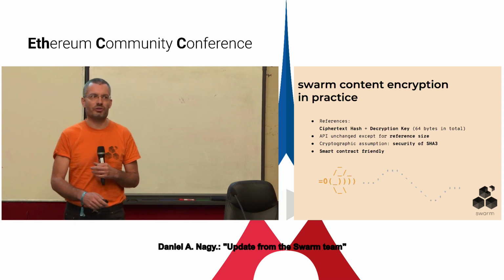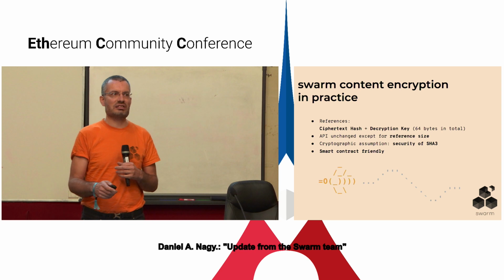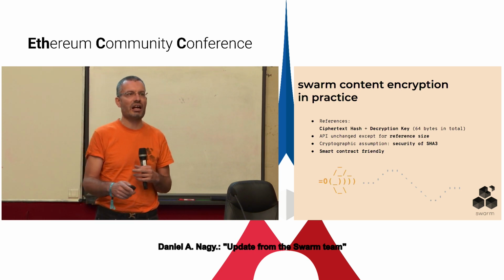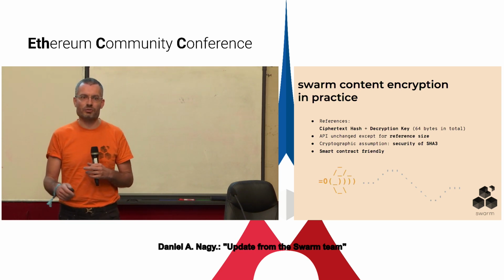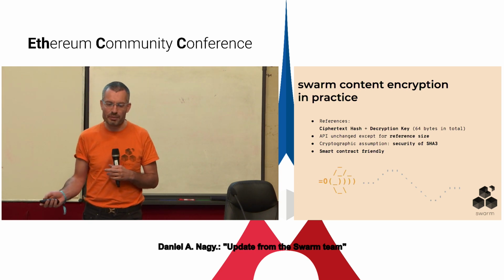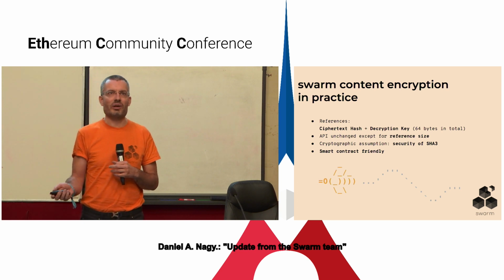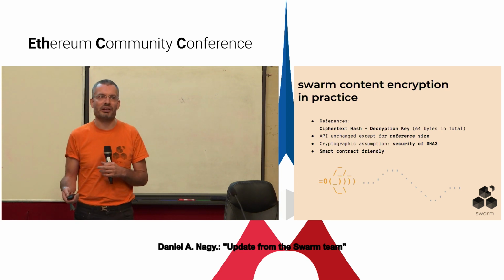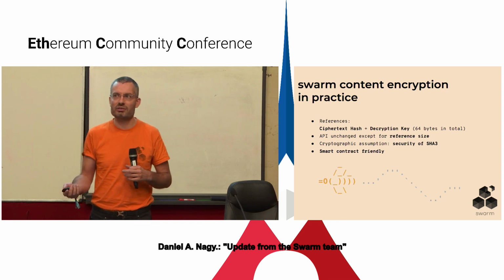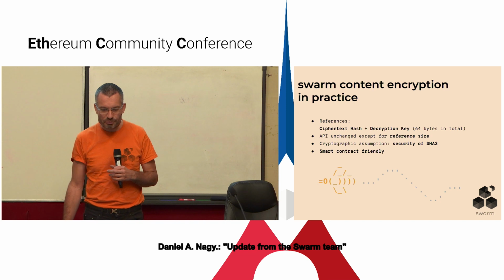The API is exactly the same as for the unencrypted content, with the sole exception that the references, instead of the 32-byte hash, are now these 64-byte encrypted references. Otherwise, the entire API remains the same, and this is evidenced by the fact that we haven't changed any of the example applications. They just worked with the encrypted content now. So the API remained the same.